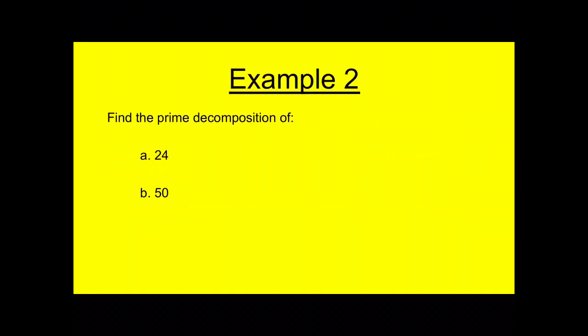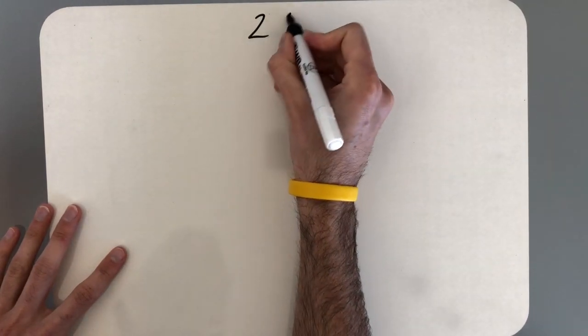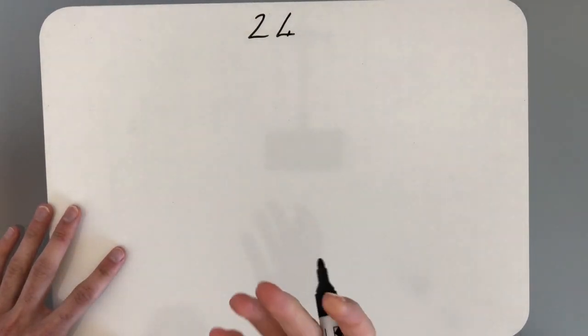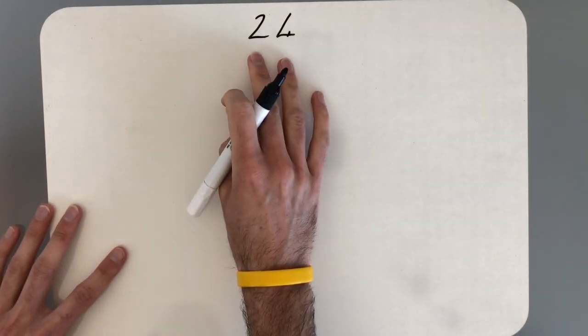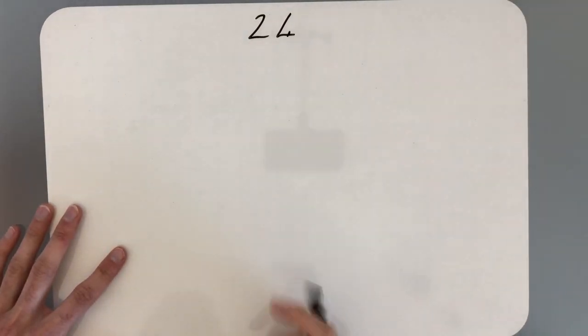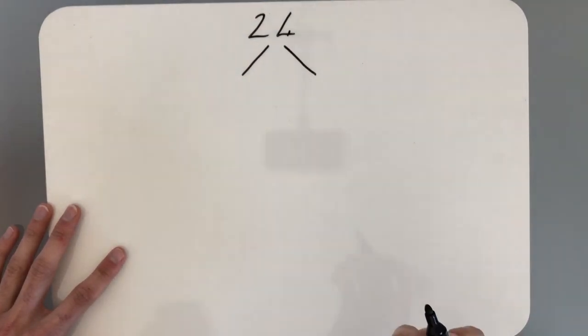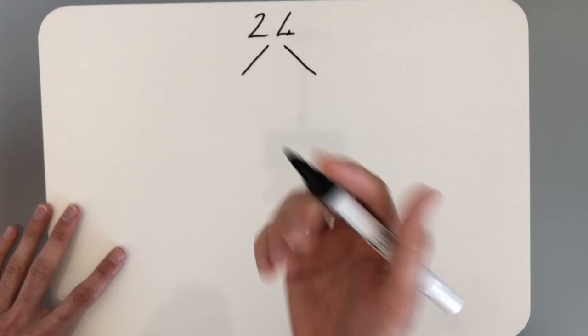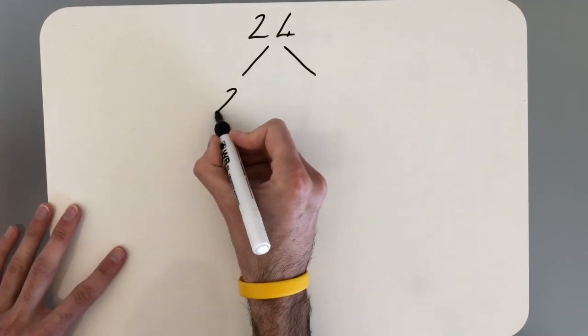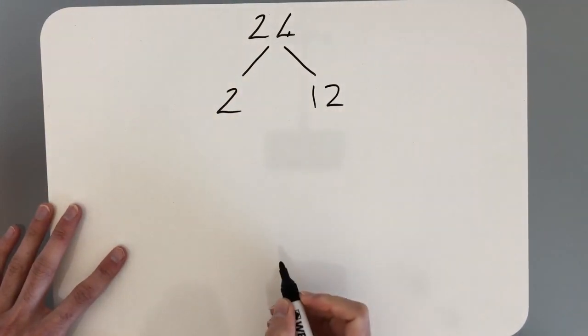Example 2. Find the prime decomposition of A, the number 24, and B, the number 50. Prime decomposition of the number 24. Now, when we're doing this, it's useful to use what we're going to call a factor tree. So, to do this, we're going to look for two numbers that multiply together to give me 24. There's lots of different combinations that we can use. I always just try and use the easiest one that I can think of, so therefore we know that 2 and 12 give us that.